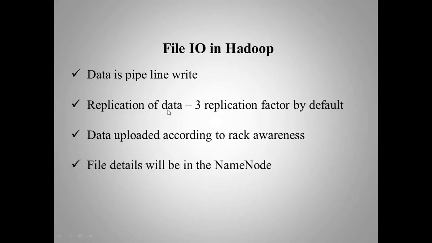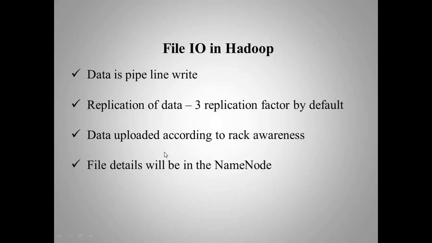Replication of the data, where you'll have three replicas by default. So whatever data you upload to the cluster environment will be copied thrice by default. Of course, you can configure this, but by default, whatever file you upload to the Hadoop environment will be copied thrice. This is the default replication factor of Hadoop. It's 3.